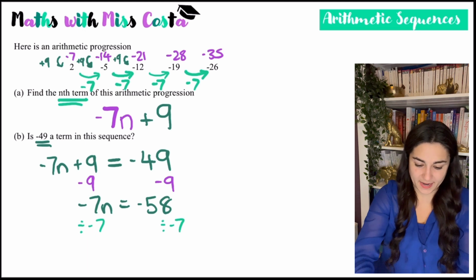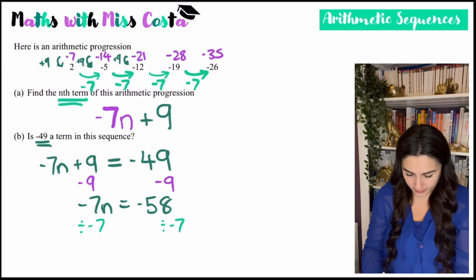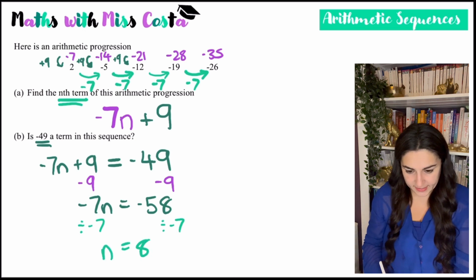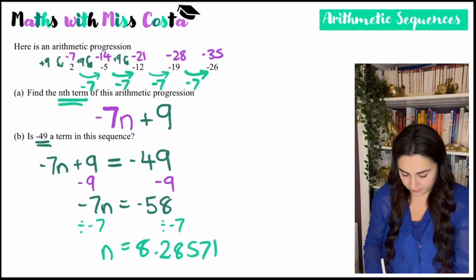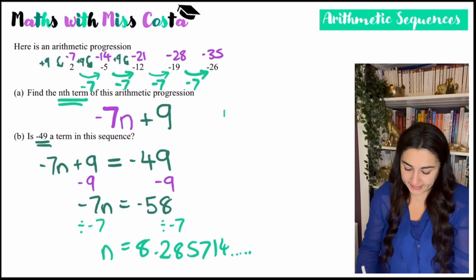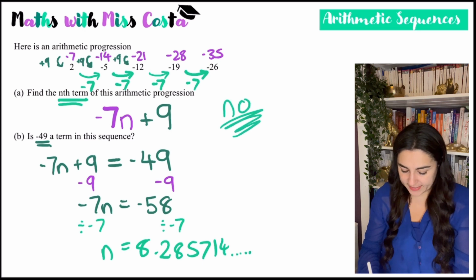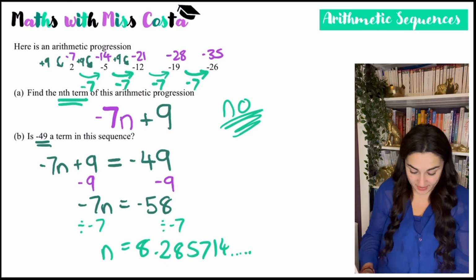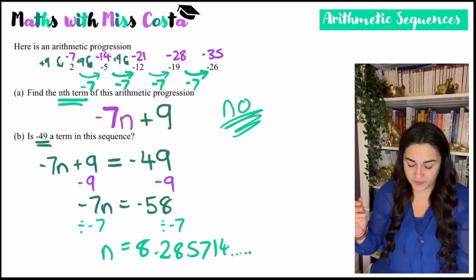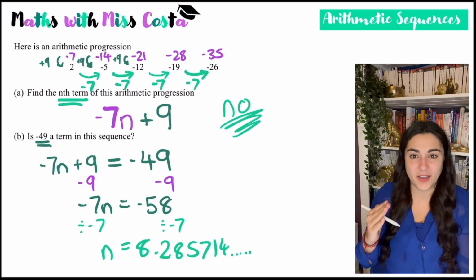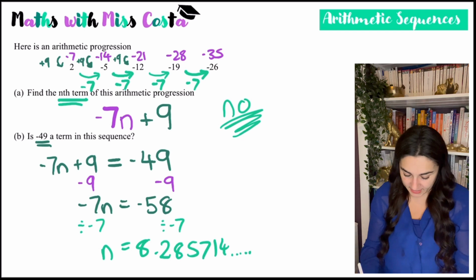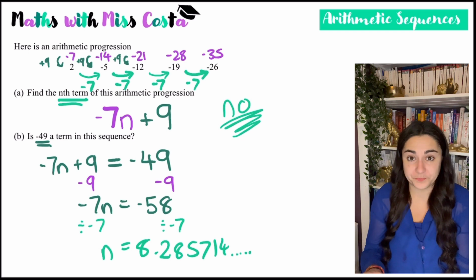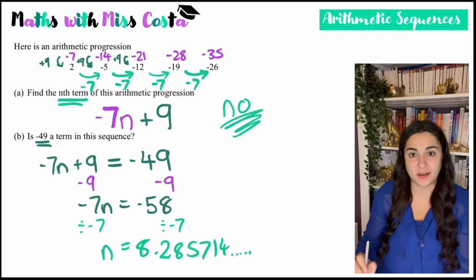-58 divided by -7 is going to give me n is 8.28574. So I would have to say, sadly, no, it is not a term in the sequence. It's not a whole number. So -49 is the 8.285th term, but that doesn't exist. Terms have to be integers, whole numbers. So that's how I'd decide whether it's a term or not. If it was a term, n would be a whole number.